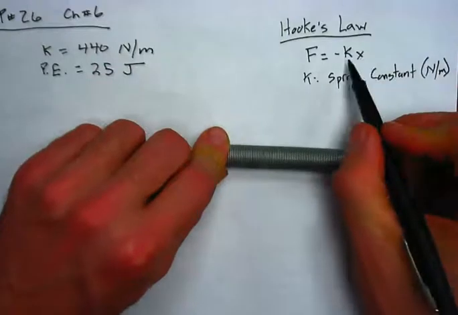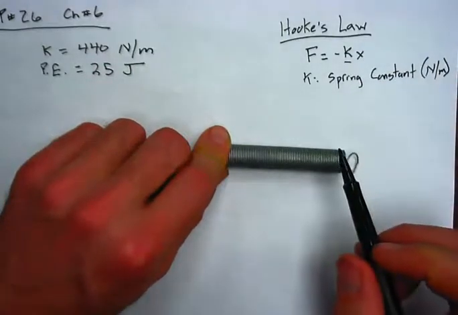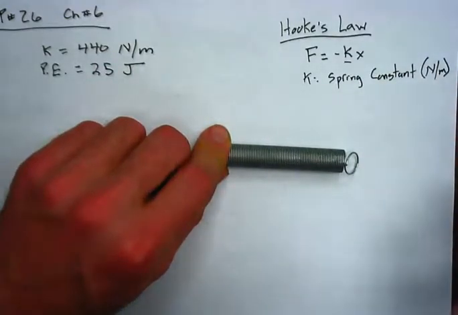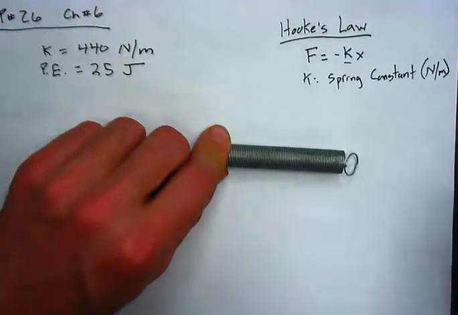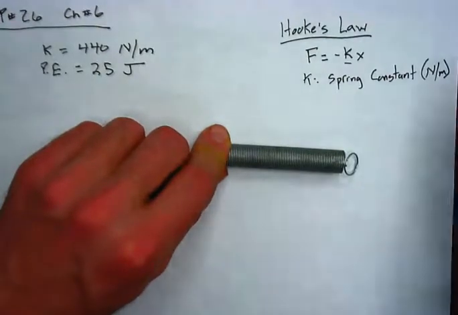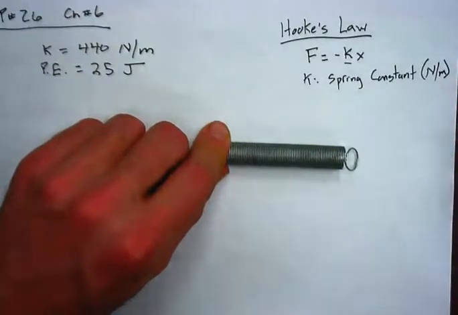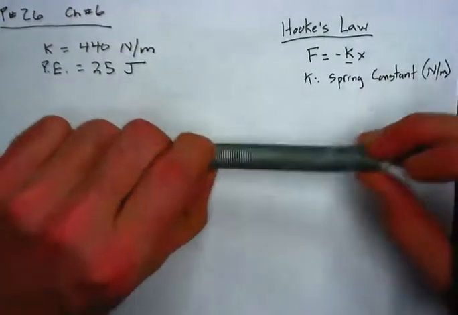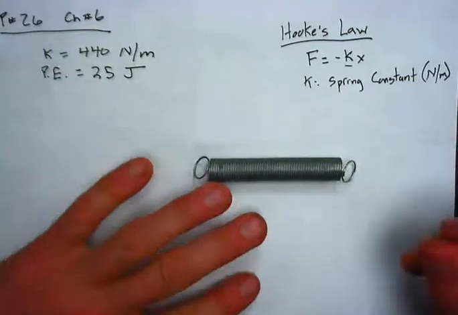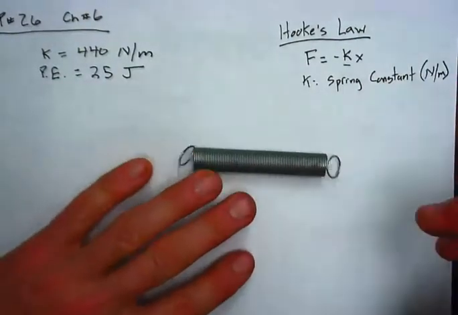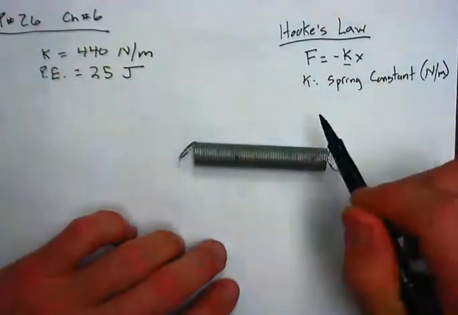So that's what we mean by a force constant. How stiff is the spring? A big k means a really stiff spring. A little k means not a stiff spring. Now, if you're dealing with a car, you probably want a stiff spring. If you're dealing with a pen, you probably want not a stiff spring. So anyway, that is Hooke's law.